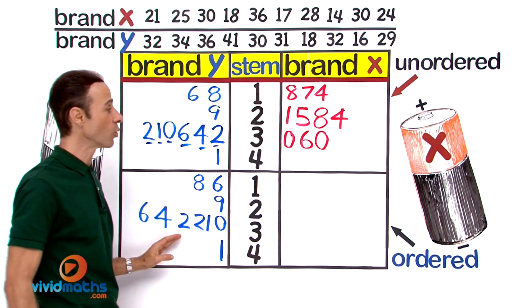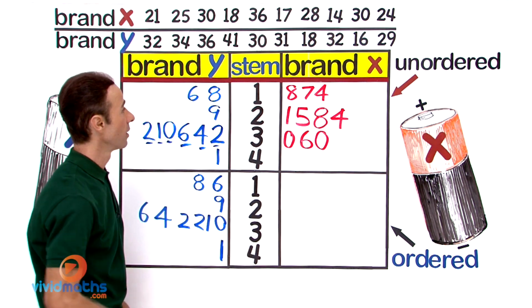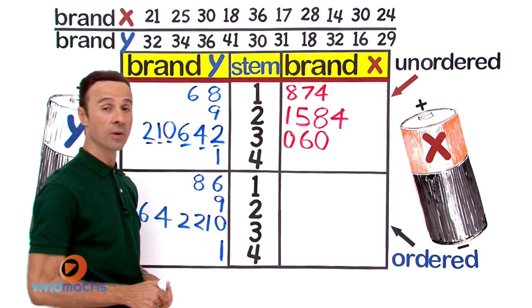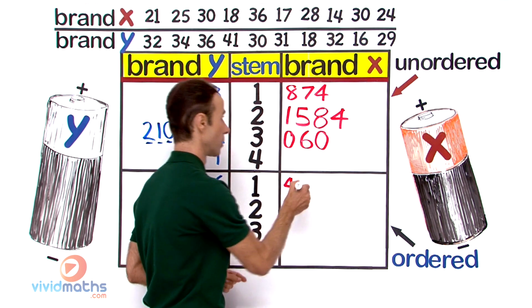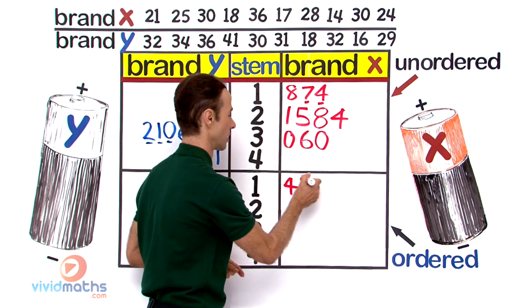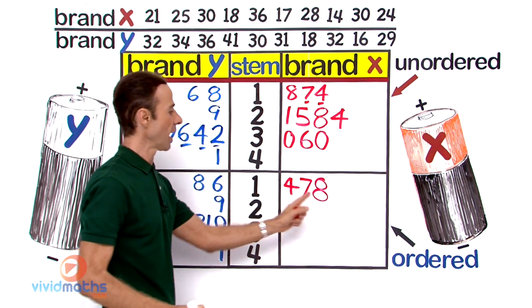Let's go over here and order them for brand X. So for brand X, if we look at the first one, the smallest number is 4, so we go down here for the stem of 1 and the unit of 4. The next biggest is 7. Let's mark these off. And finally 8, which makes 18.